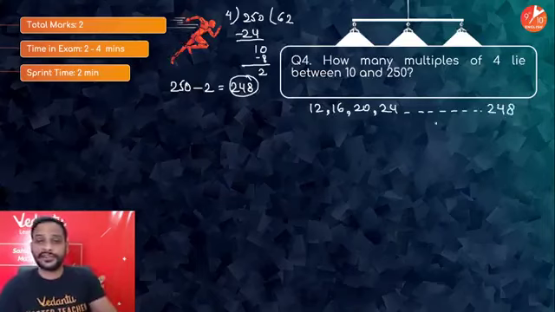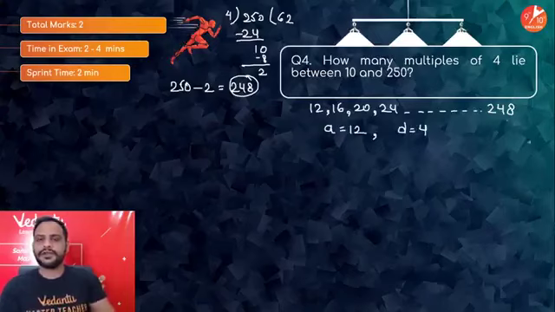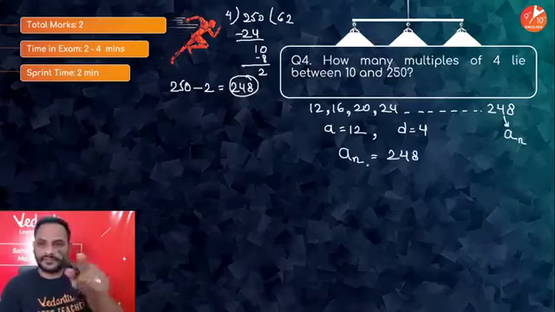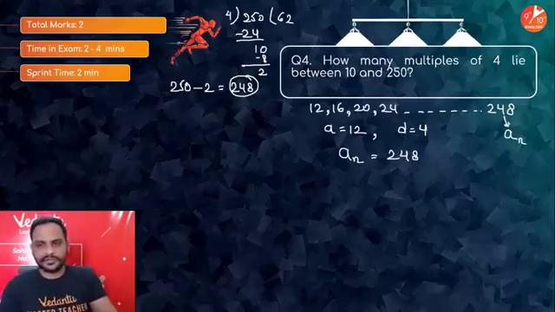And you can clearly see it is following an AP where the first term is equal to 12 and the common difference is equal to 4. So we need to see how many numbers are there in this AP. So let us say there are n numbers. So 248 is the nth term. Now if I find out the value of n, I will find out how many numbers are there. It is first term, second term, third term, fourth term. So whatever the nth term is, that many numbers are there in this AP.